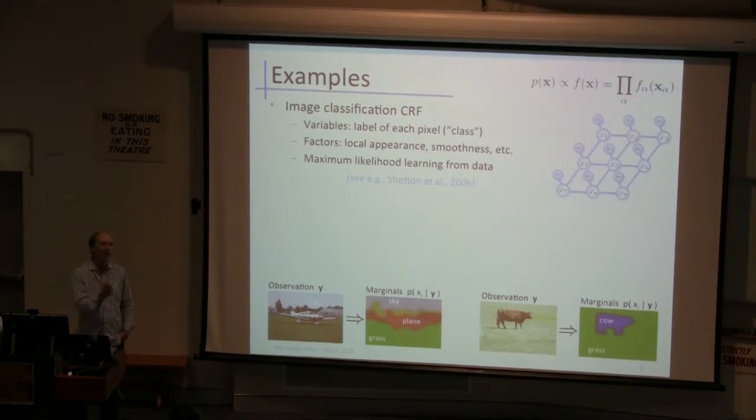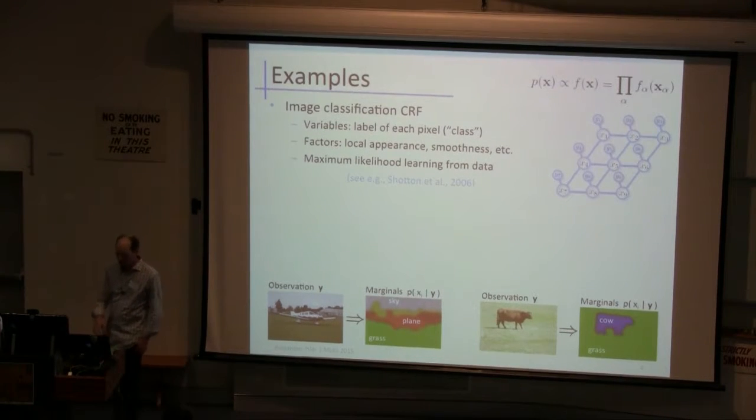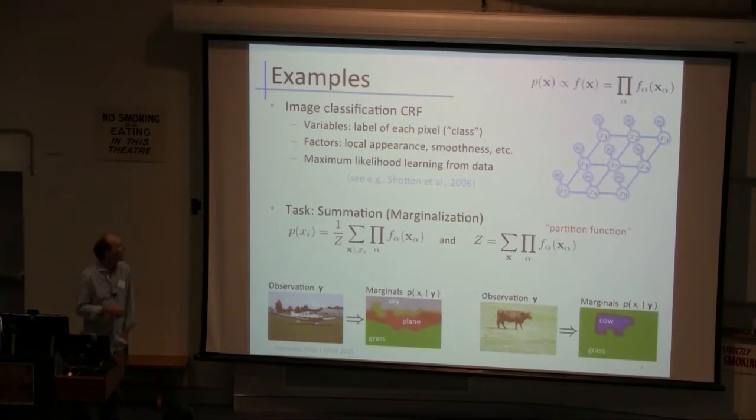And so we have factors that show how the image appearance relates to what class we think it is, and how neighboring pixels are smooth and related to one another. And so the typical task here is that we want to do some kind of learning from data. So we have labeled data that look like this, and what we want to do is learn a model, and typically that involves likelihood calculations.